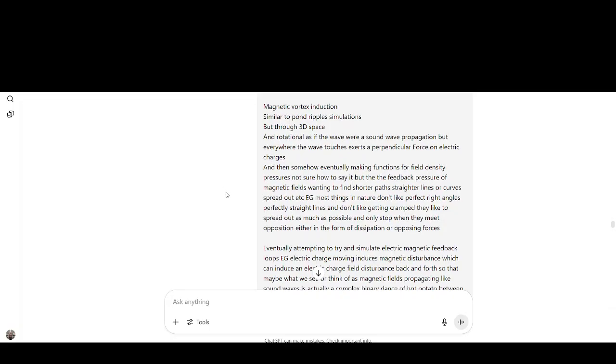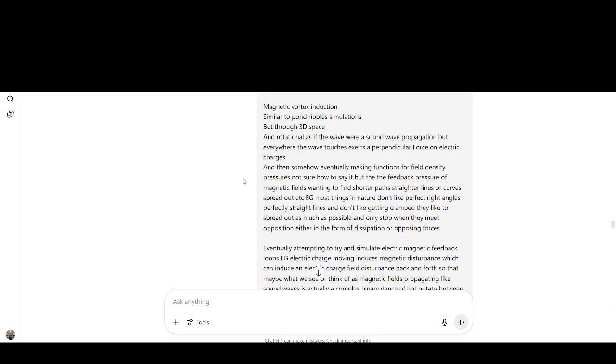I realized later that you could probably just start with a sound wave simulation, or basically just a radiating point source wave and stuff, and then just apply the effect of the wave perpendicular to the source and stuff.